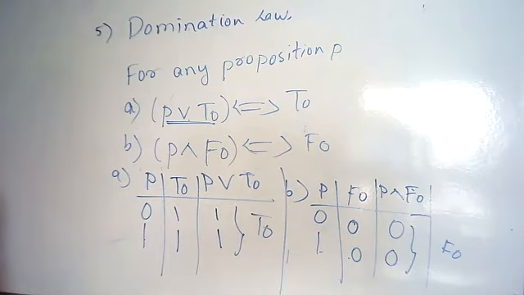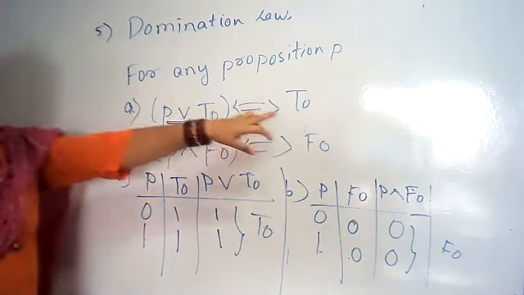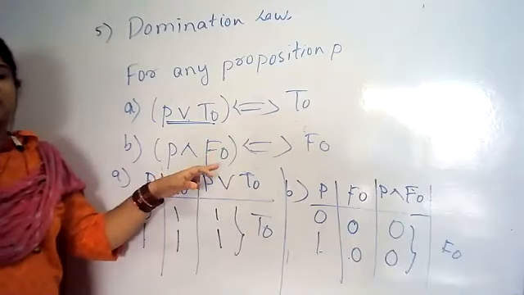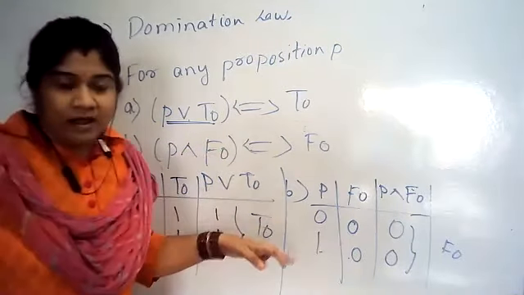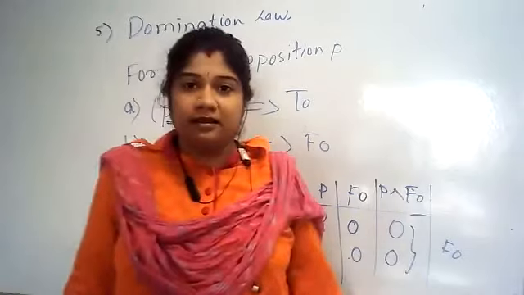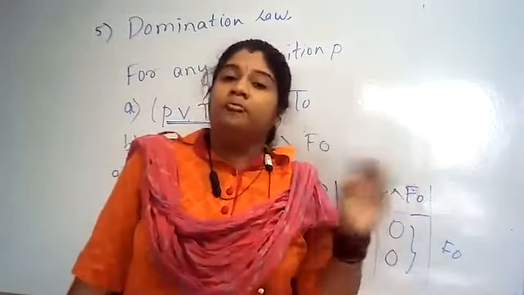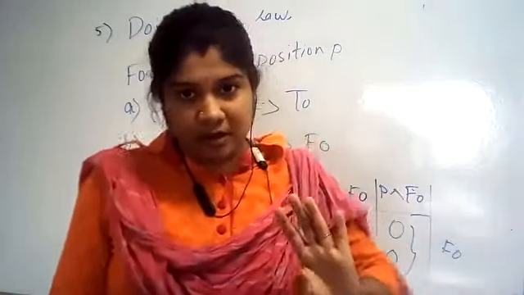Basically, this law says that for any proposition P, P disjunction T0 is equal to T0, P conjunction F0 is equal to F0. No doubt it is easy to cross verify here, but still it is difficult to remember.